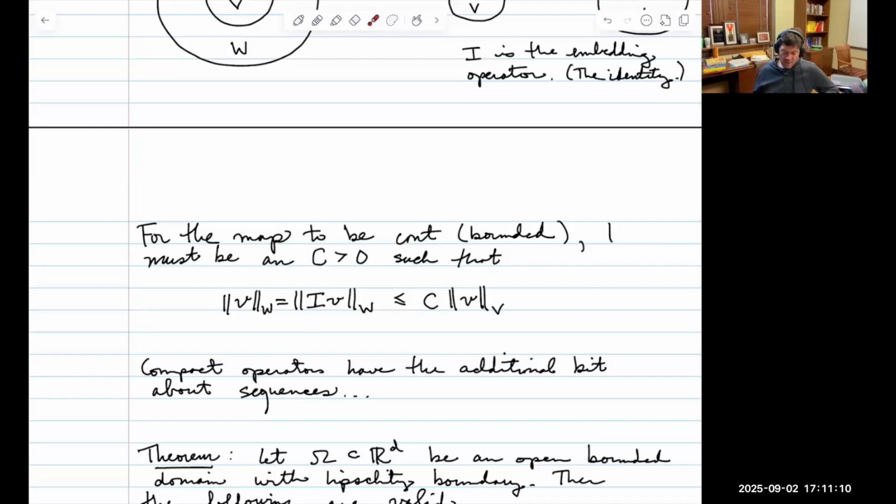Compact operators are an important class of operators. We're not going to use this too much in this course, so do not panic about not knowing what a compact operator means.